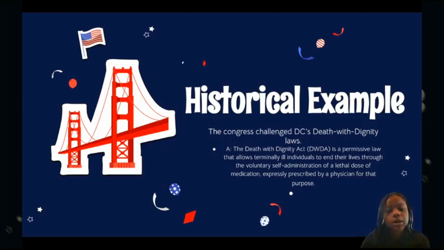A historical example of Congress acting on that: Congress challenged DC's death with dignity laws. What is death with dignity? The Death with Dignity Act is a permissive law that allows terminally ill individuals to end their lives through the voluntary self-administration of a lethal dose of medication, which is normally pills, expressly prescribed by a physician for that purpose.